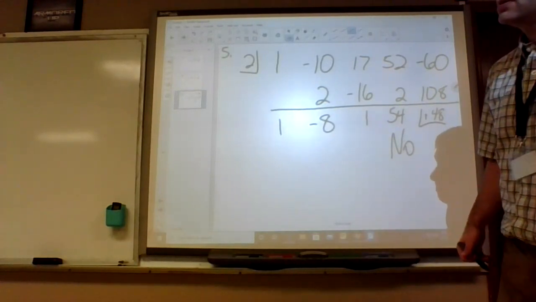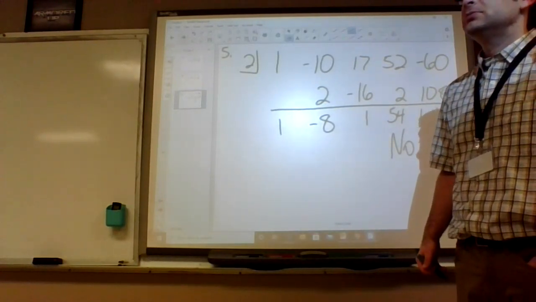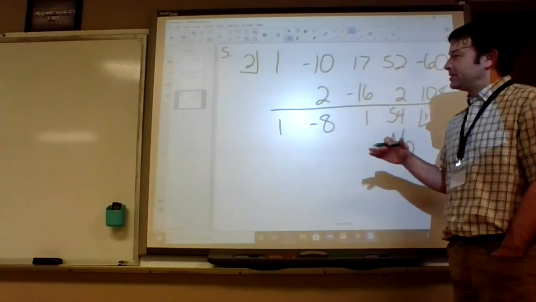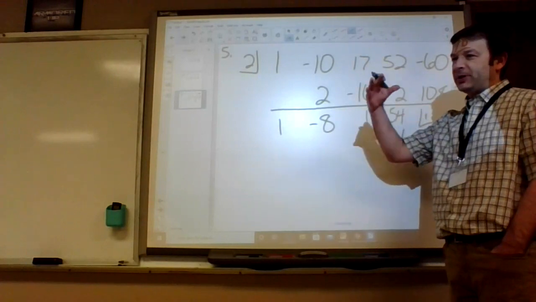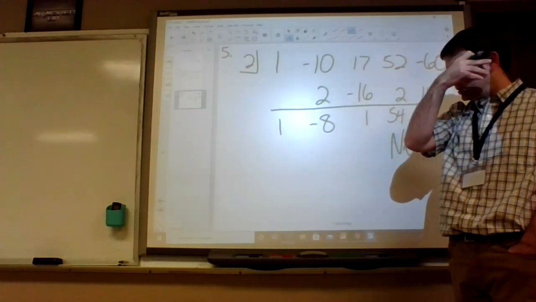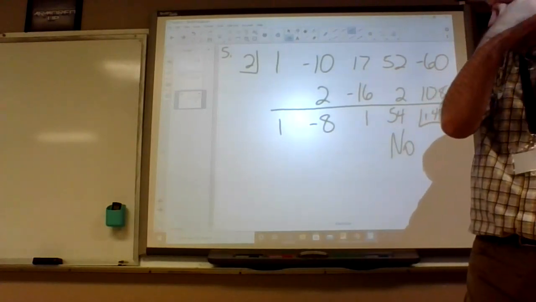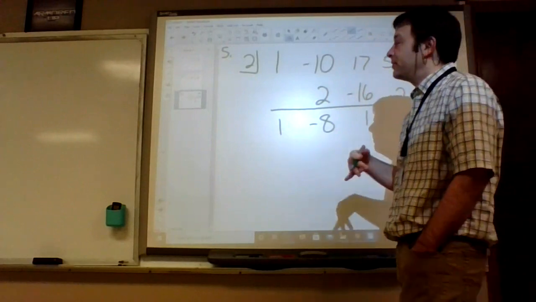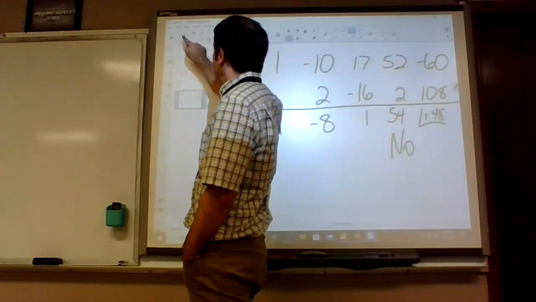Why did we put no? Just because it didn't equal zero? That means it's not a factor. That doesn't multiply by something else to give the original thing. It doesn't divide evenly. Like 4 is a factor of 20, and if you divide 20 by 4, you're not going to have a remainder.